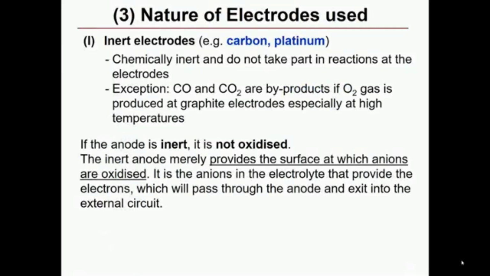If the anode is inert, it will not undergo oxidation. The inert anode would simply provide a surface area at which the anions would be oxidized. In this case, the anions in the electrolyte are the ones that provide the electrons during the oxidation process. And these electrons will then pass through the anode and exit into the external circuit.